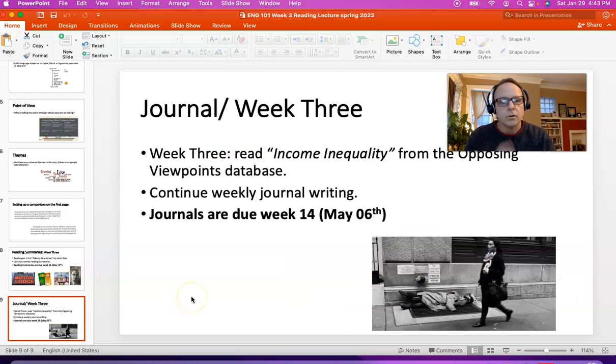And then again, our journal for this week is Income Inequality. All of the readings, as always, these 2 as well, are going to be in the course content folder on Blackboard for week 3. So if you have any trouble finding those readings, let me know. If the links are problematic or anything, let me know.